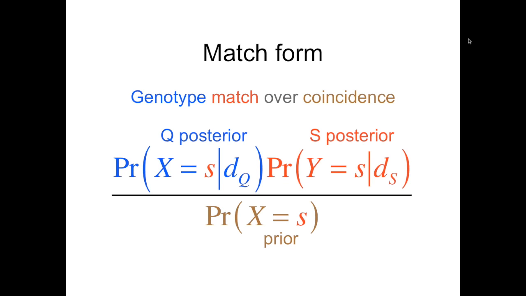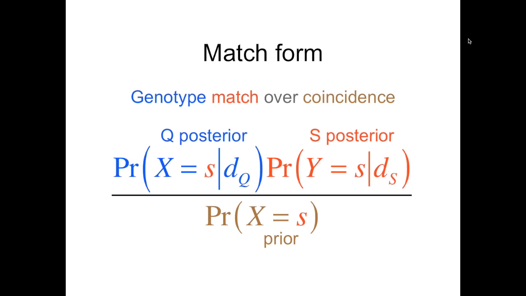Now I want to show you here the match form. This is exactly what you saw before, but there's this new red term shown on the right. The probability of Y, the random variable of the suspect's genotype, the probability that it takes the value of the suspect's genotype given the data. That's 1 for a reference sample. So all we've done is replaced 1, the certainty of the reference profile, with this expression in red, the probability that the suspect's genotype is that value S, given the data D sub S from the reference profile.